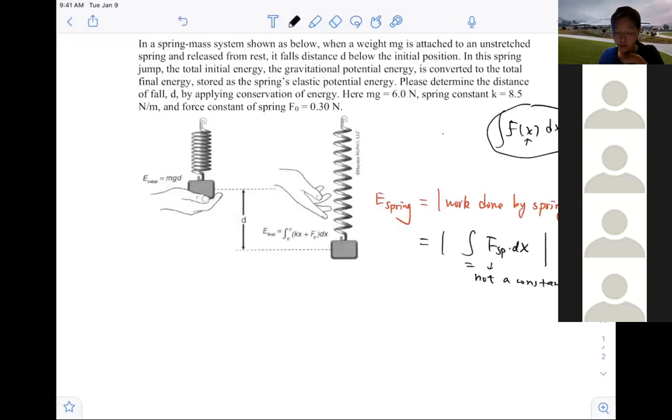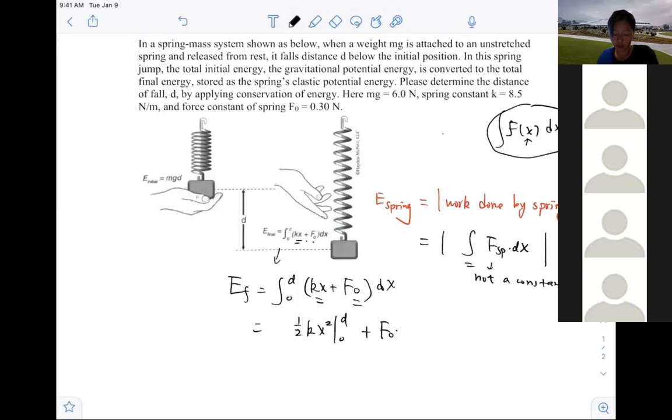So my force is a spring force. That is Hooke's law, kx, plus the friction. So that is my force. From here, we can calculate the final energy stored in the spring. The first term, the integral of x dx, becomes 1/2 x squared, from the lower to upper limit. The second part is F0 times x from 0 to d. So my final energy is 1/2 k d squared plus F0 d.